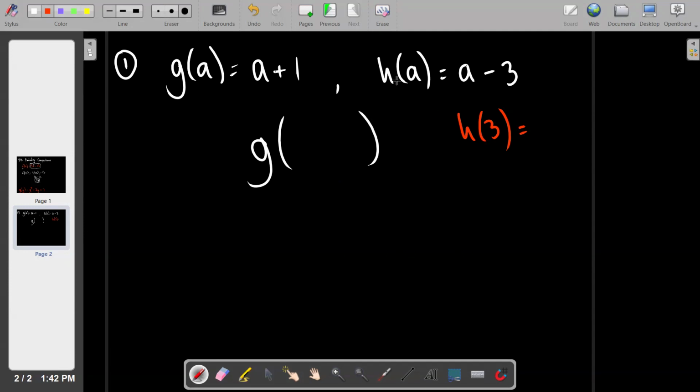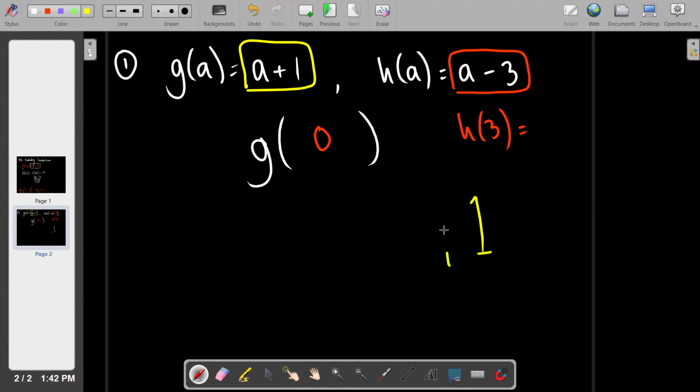Well, I have to go into the function whose name is H. And let's put in the 3 for the food slot. What is 3 minus 3? 0. So the answer is 0 to the first half. And then that becomes the food for the second half. My task now is to do g of 0, which means you put 0 in the yellow box. What's 0 plus 1? Then the answer to the problem is.